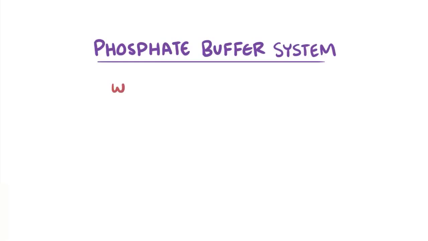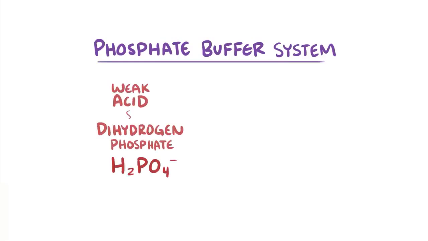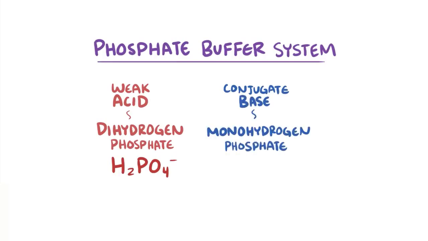Apart from the bicarbonate buffer system, there's also the phosphate buffer system. This is a mixture of the weak acid dihydrogen phosphate, or H2PO4-, and its conjugate base, monohydrogen phosphate, or HPO4 2-. Dihydrogen phosphate has two hydrogens, and it's always ready to give off one of them and get converted to monohydrogen phosphate, which has a single hydrogen.